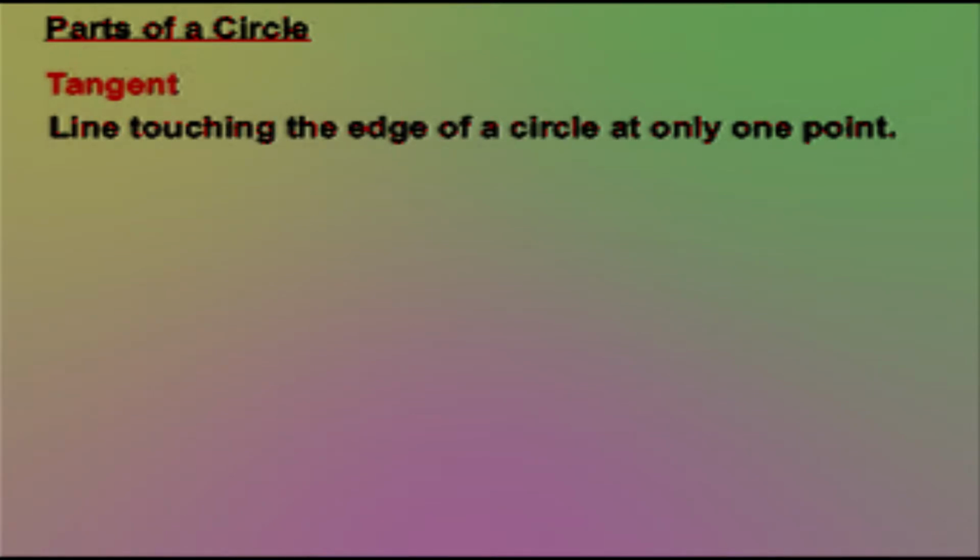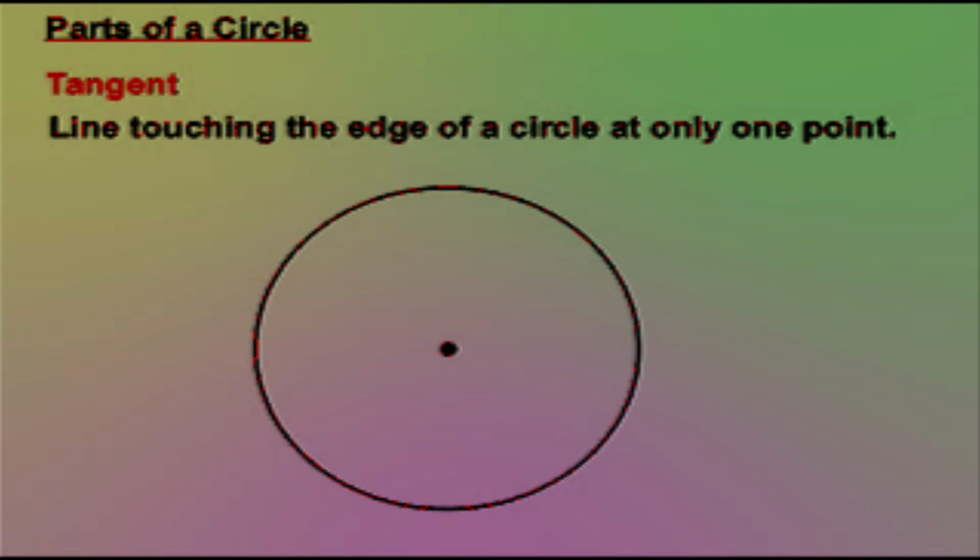We have a tangent. It's a line this time touching the edge of a circle at only one point. So it goes up to the circle and just touches it at one point on the circle, and we call that line a tangent.